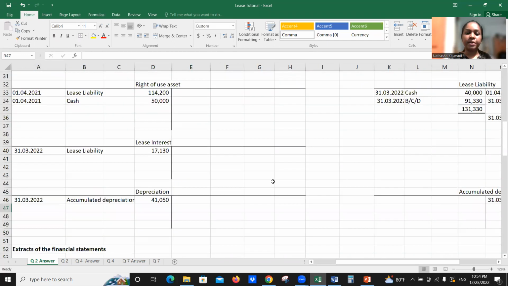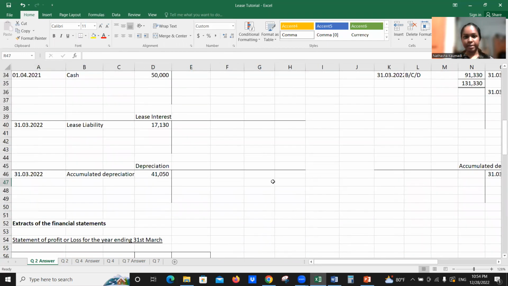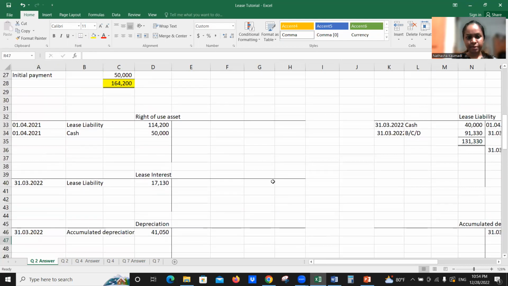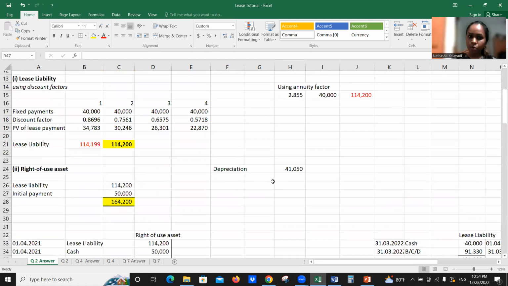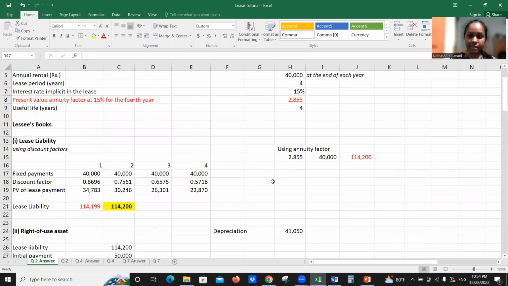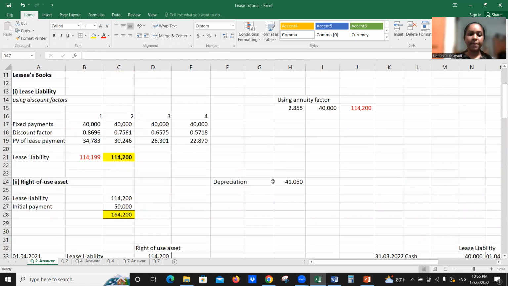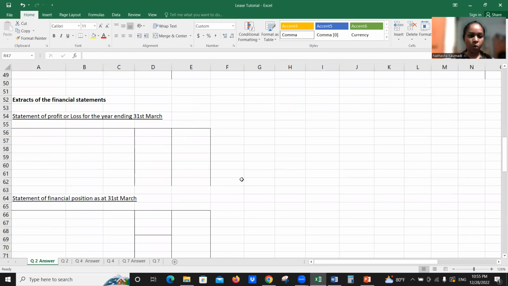Okay, so we have recognized the lease interest expense, and then we have recognized the depreciation expense. So these are the things you need to recognize when it comes to the lessee's books. We have to recognize the lease liability, and then we have to recognize the right of use asset, and relevant to that period you need to recognize the lease interest and the depreciation.